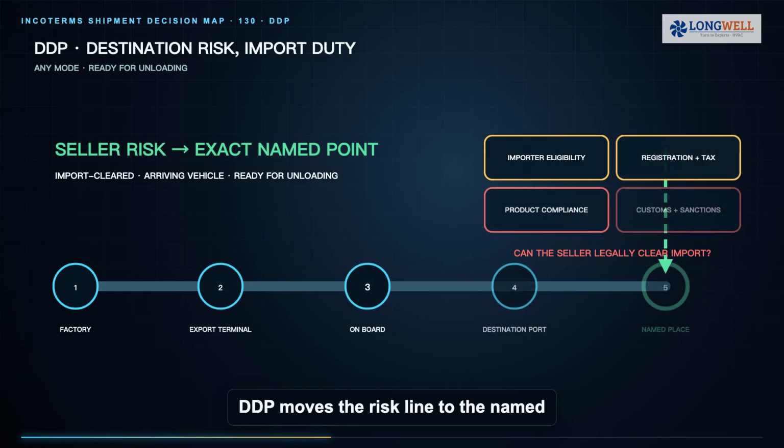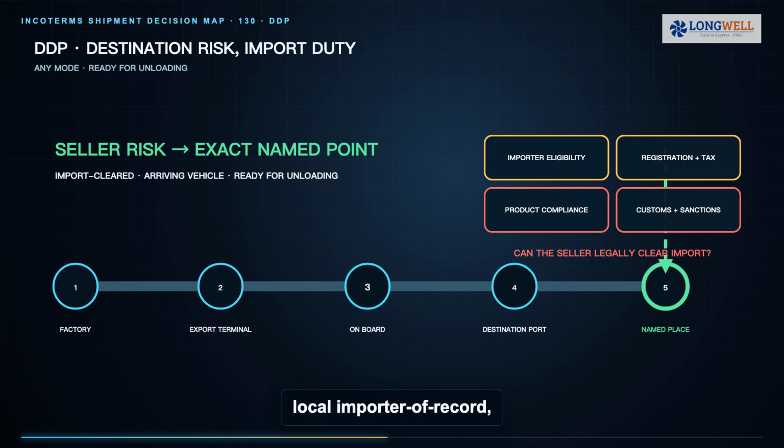DDP moves the risk line to the named destination point. Under DDP an exact named place and point, Incoterms 2020, the seller delivers when import cleared goods are at the buyer's disposal on the arriving means of transport, ready for unloading. The seller bears risk to that point and handles export and import formalities, duties, and applicable taxes. The buyer normally unloads. DDP does not itself require the seller to buy insurance. It also is not automatically feasible. Local importer of record, registration, tax, product compliance, or customs rules may block a foreign seller.